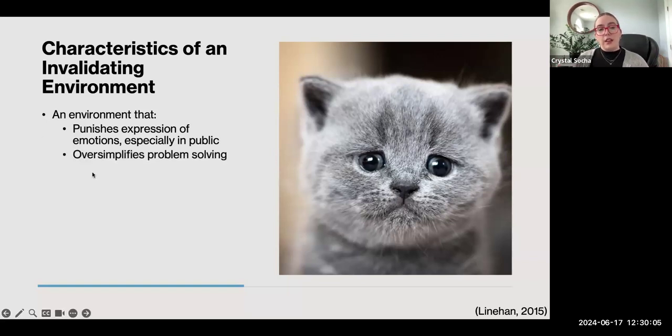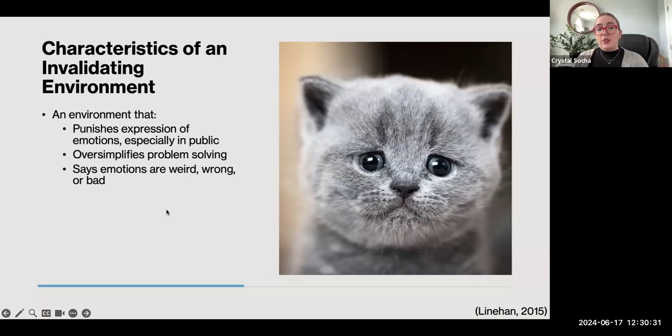This might also look like an environment that oversimplifies problem solving. So think about the times where individuals may have told another person, relax, just breathe, it's not that big of a deal. That's one that we hear quite often. And oftentimes when someone's being told to relax, it's quite the opposite experience.